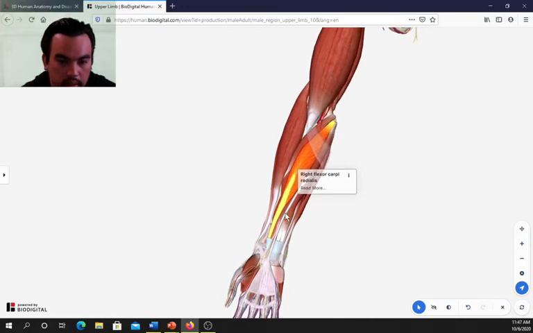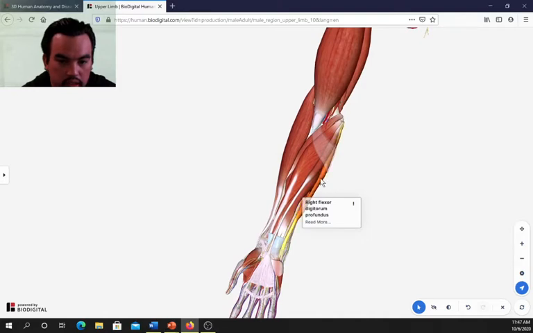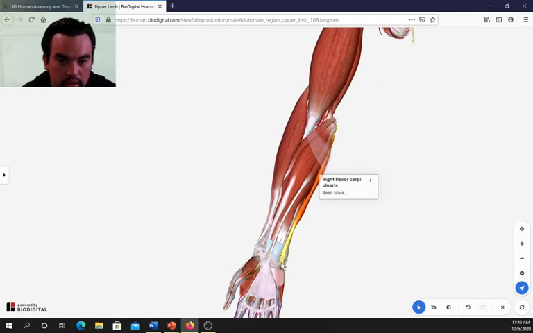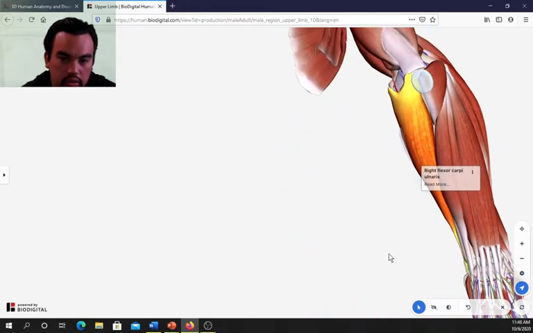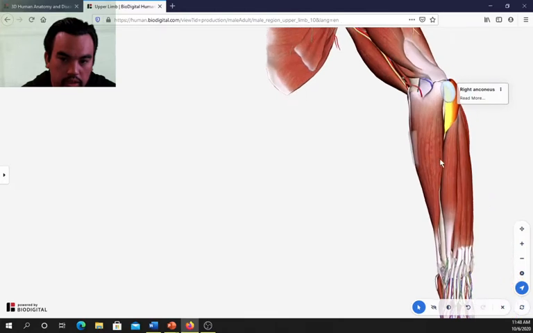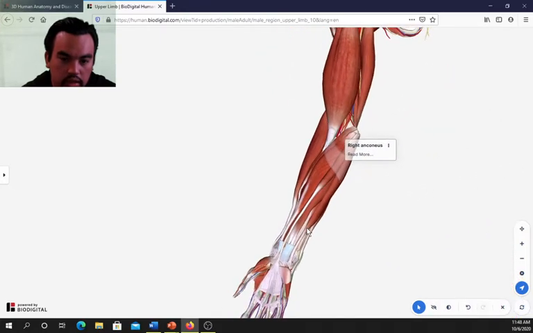Here's our flexor carpi radialis. Here is our palmaris longus right here. Here is our flexor digitorum superficialis. Just know the flexor digitorum profundus, and ulnaris again coming across. Okay, so now you can really see, and this is that anconeus here that we talked about in the elbow. So you can kind of see how that works.